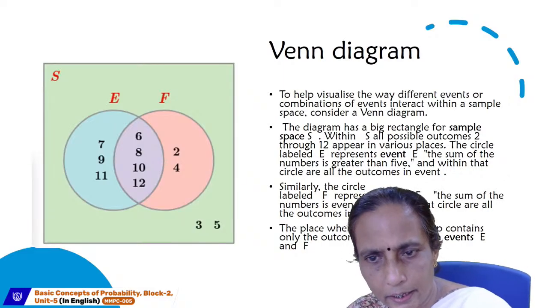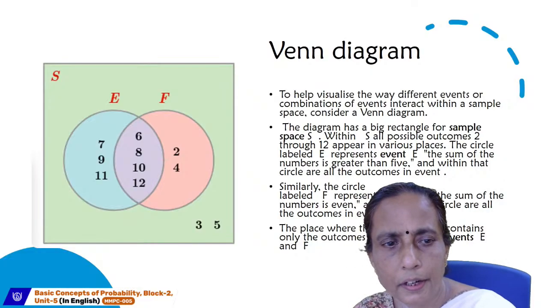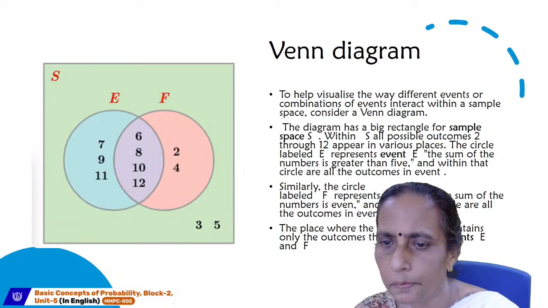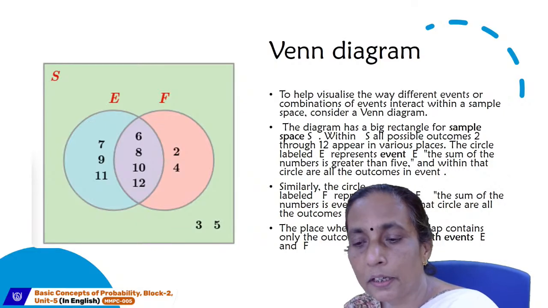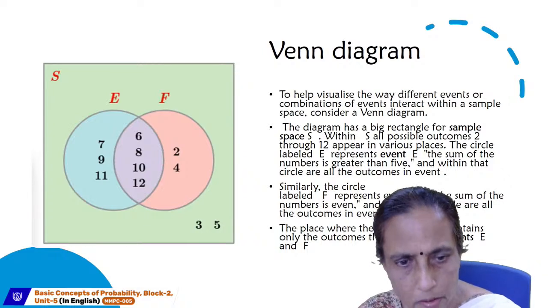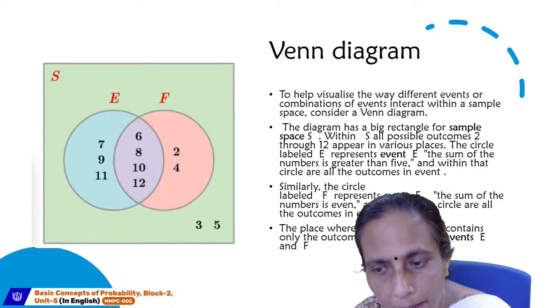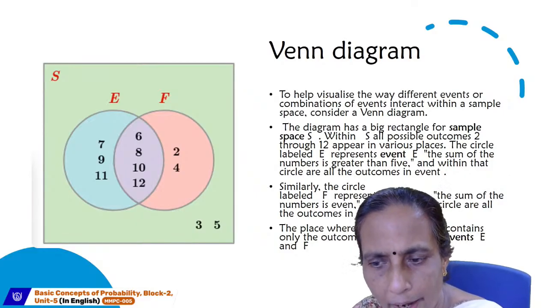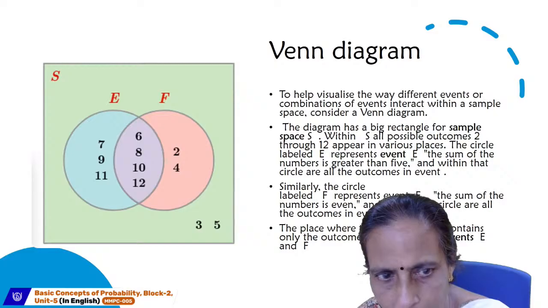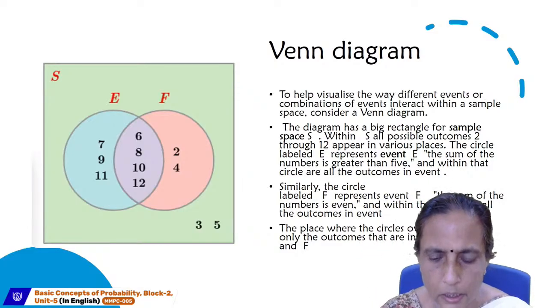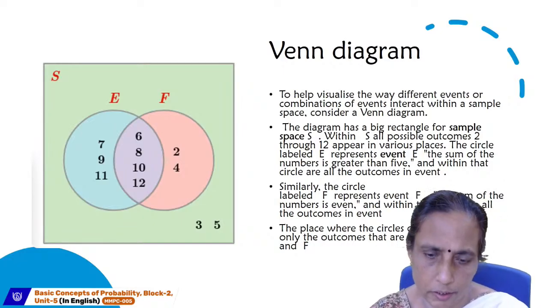The circle labeled E represents the event that the sum of the numbers is greater than 5, that is 6, 7, 8, 9, 10, 11, and 12. Similarly, the circle labeled F represents the sums which are even, that is 2, 4, 6, 8, 10, and 12. The place where both circles overlap holds only the outcomes that are in both events E and F, that is 6, 8, 10, and 12. So this is how, in set theory, we represent the union and the intersection.